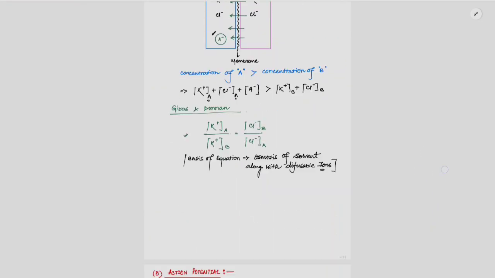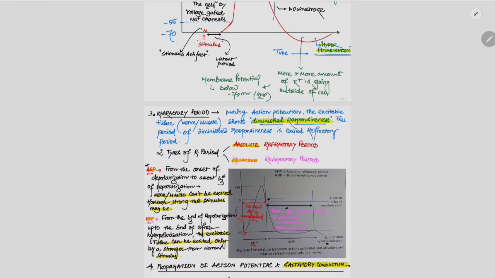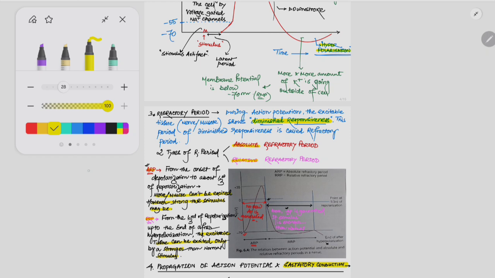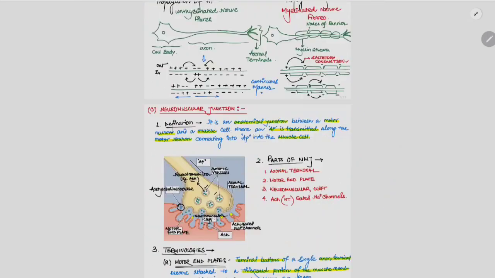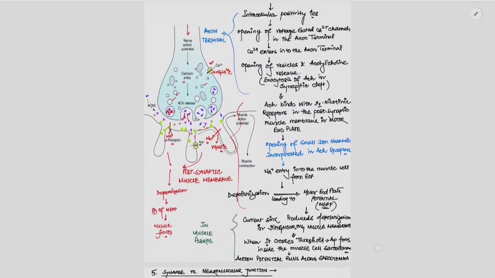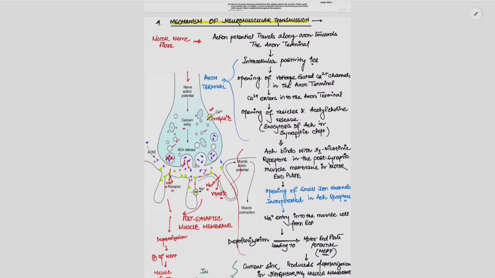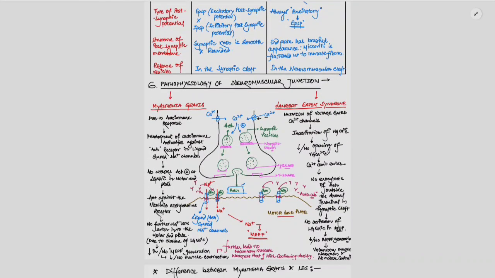So firstly, phases of action potential. It is a must-know topic for the exam, right? Then refractory period, it will come as a short note, okay? Then in the neuromuscular junction, the mechanism of neuromuscular transmission is also an important question for the university exam. So you have to write this kind of flowchart, and if you put a diagram like this, you will get full marks, okay?